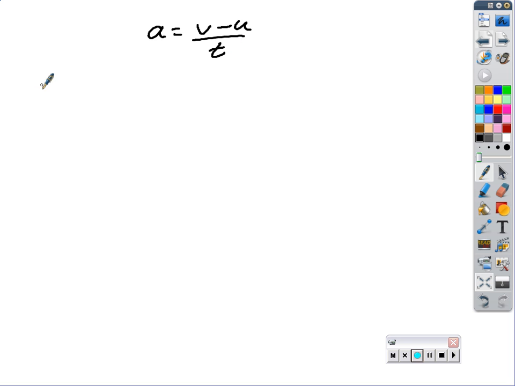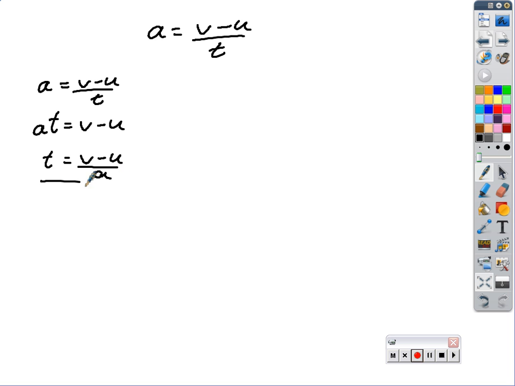So to get it for T, you start off with the formula A equals V minus U over T. You want T on its own, and it's hard to get it out from underneath, so first move it over to the left. So you have AT equals V minus U. And then you can just get rid of the A. So you have T equals V minus U all over A. And there's your formula for getting T. Okay, right, stop. Wait till I've finished.